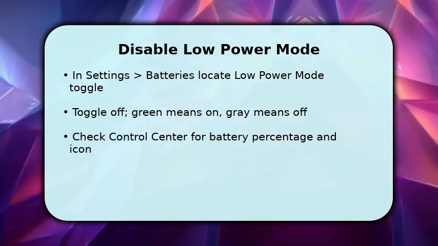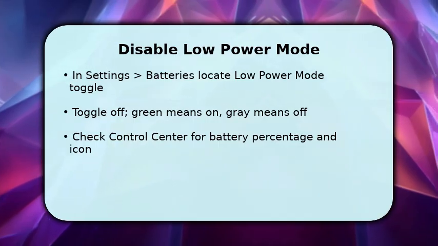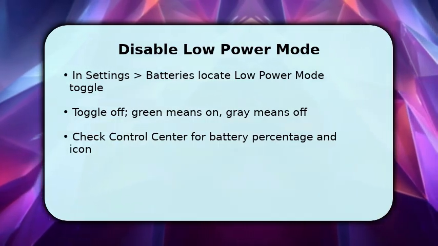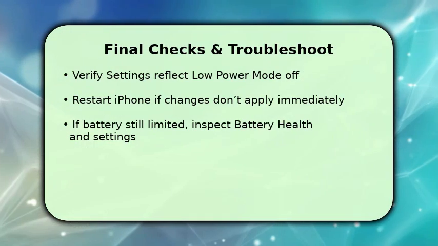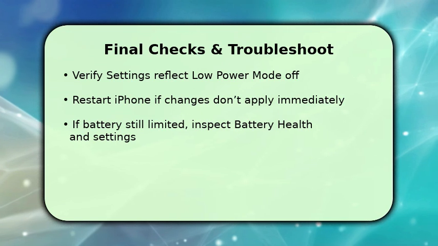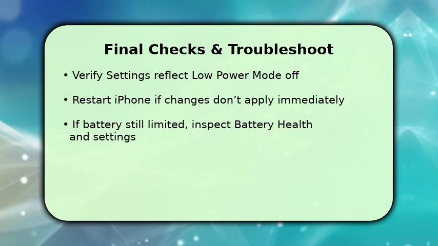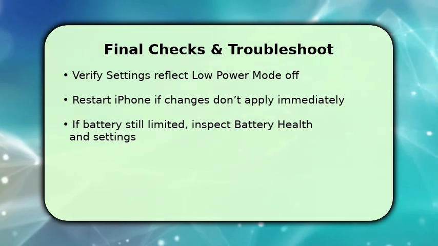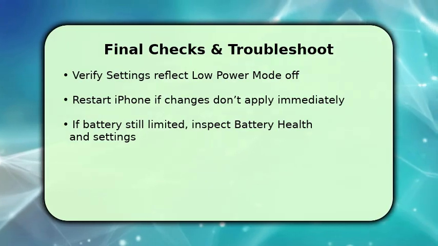Once you've disabled Low Power Mode, watch the battery percentage icon stabilize and wait a few moments for system processes to resume fully. Finish by verifying Low Power Mode reads off in Settings, Battery, and by observing app behavior to ensure background activity returns. If the toggle won't change or the phone re-enables Low Power Mode, restart your iPhone and try again. Many temporary glitches clear with a reboot.